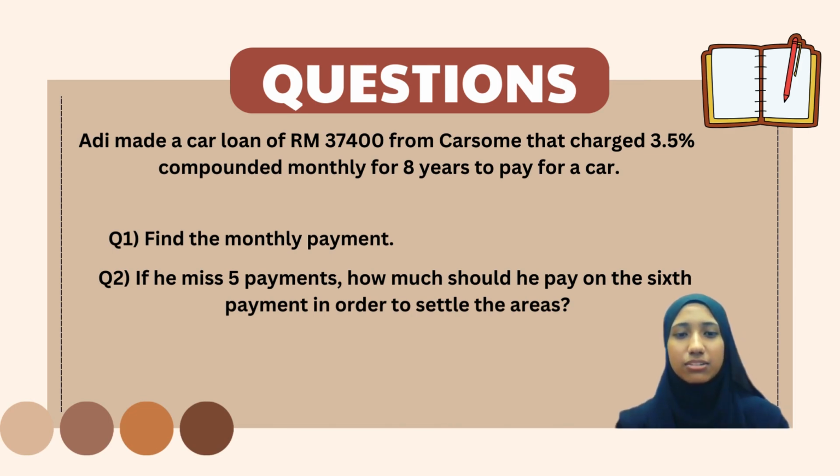Next, we will go to our question. Adi made a car loan of RM37,400 from Carsome that charged 3.5% compounded monthly for 8 years to pay for a car. We have two questions. For the first one, find the monthly payment.